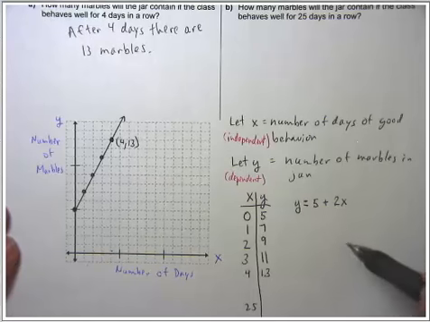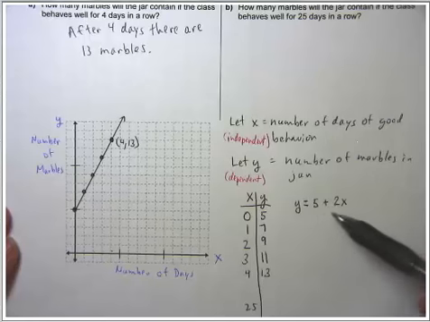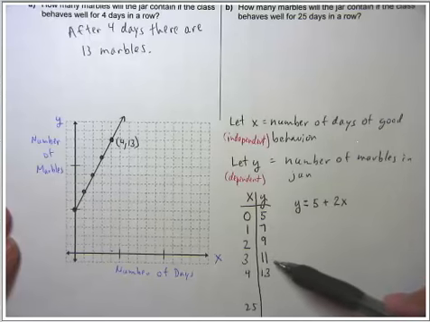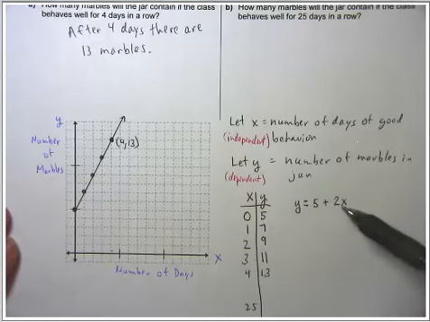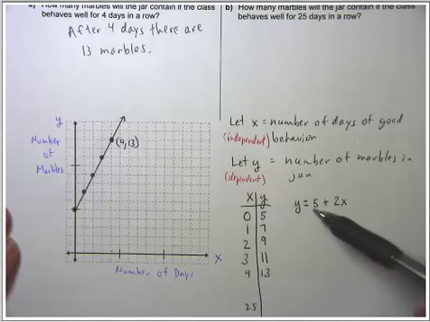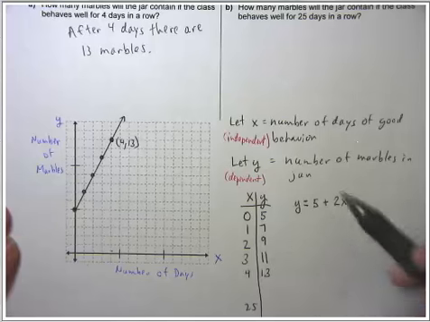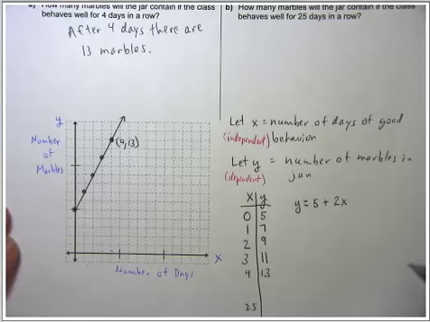So this would be our equation: y = 5 + 2x. And you can see this works for the data we have here. If x were 3, 2 times 3 would be 6, and 6 plus 5 would be 11. So that would be our equation: y = 5 + 2x.